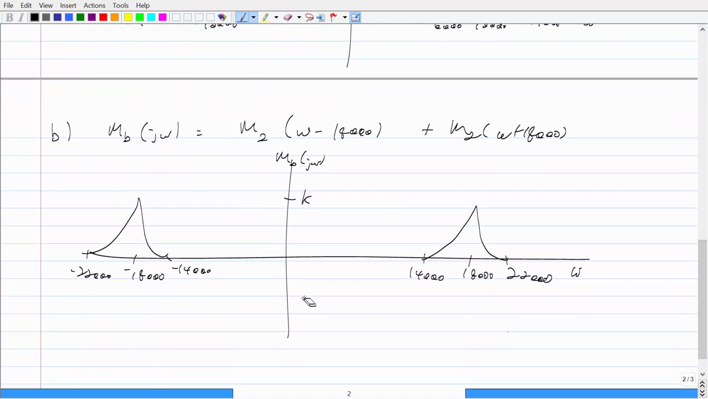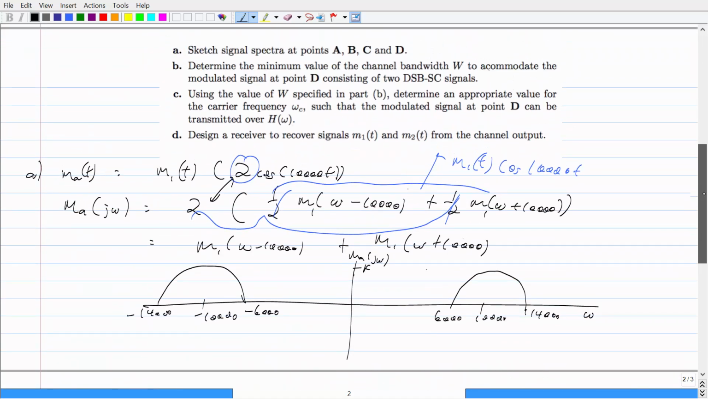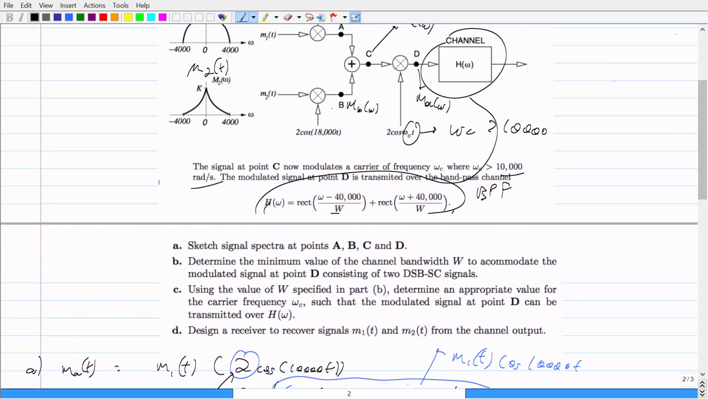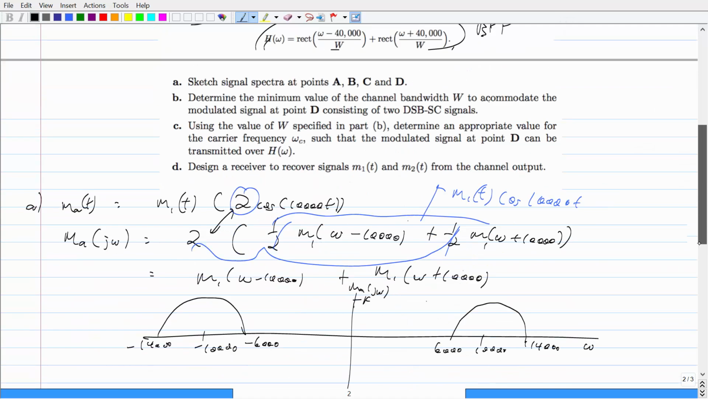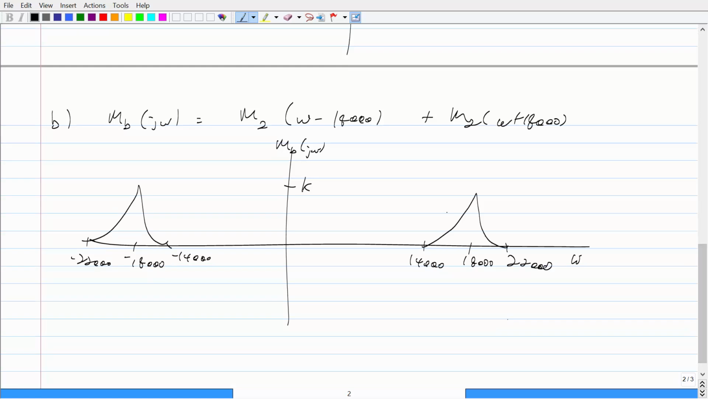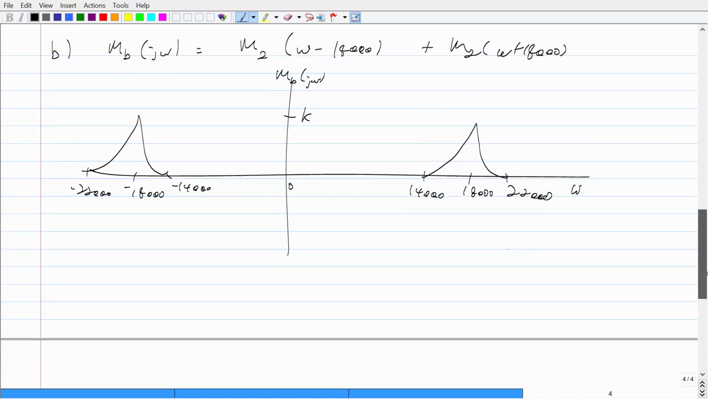So are we in agreement with this one here? Yeah, it's just a different signal, but the carrier frequency is different. So instead of doing 10,000, it's 18,000. So it's just a different carrier frequency. The shape is different, but the concept is exactly the same. Okay, great. Now let's take a look at not B.